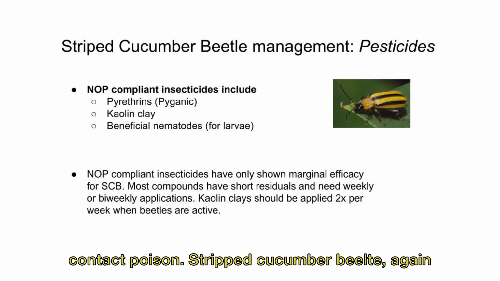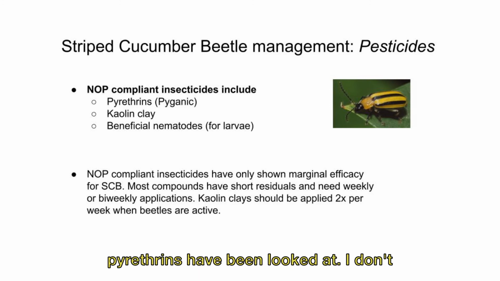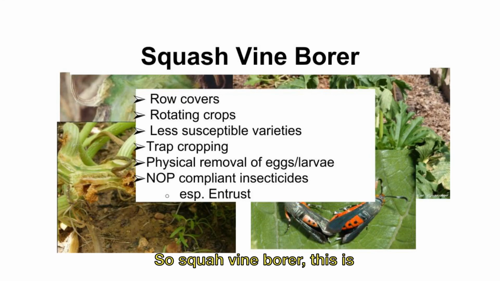Striped cucumber beetle, again, pyrethrins have been looked at. I don't believe Entrust has shown much activity on them. Kaolin clay has been shown to slow them down. Beneficial nematodes have been looked at for larvae. But larval control is, you're thinking about next year when you go after the larvae.